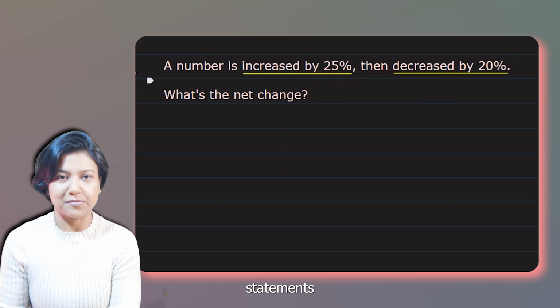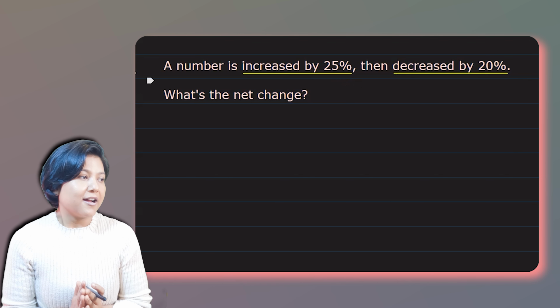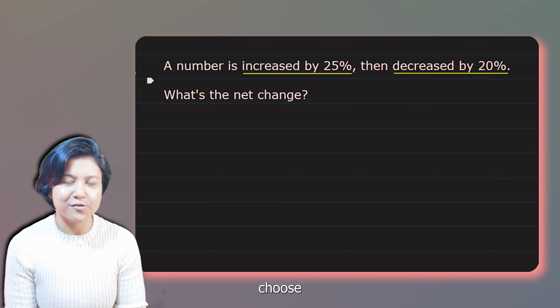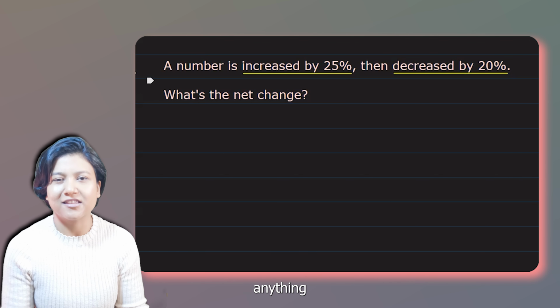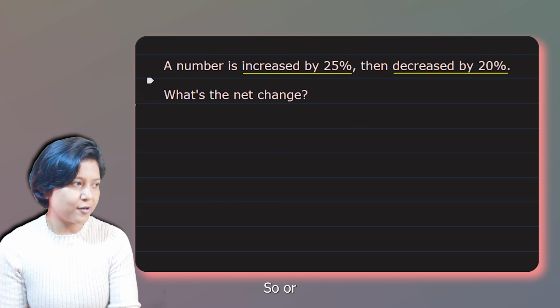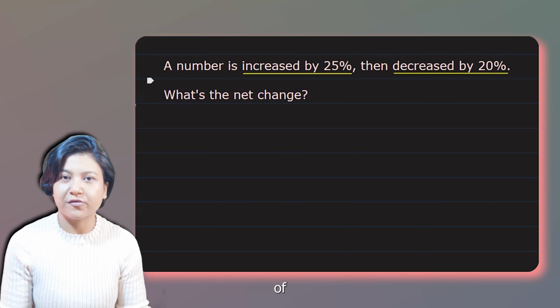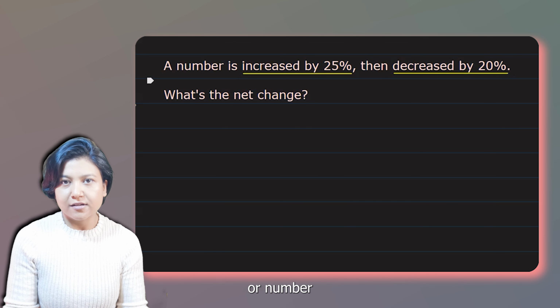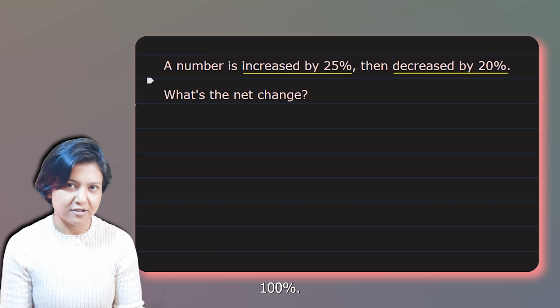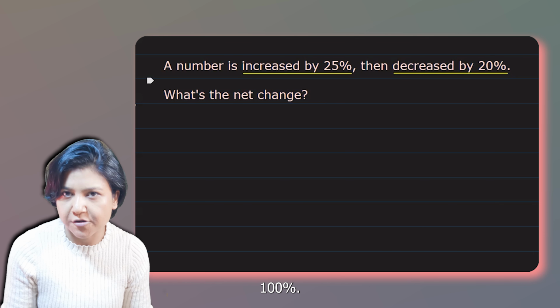So there are two statements, okay? A number is not given to you. So when you're free to choose the number, don't go ahead and choose anything random. Just think the number is 1. Or you can say in terms of percentage, a number which is given to you as the original is always 100%. The original value is always 100%.